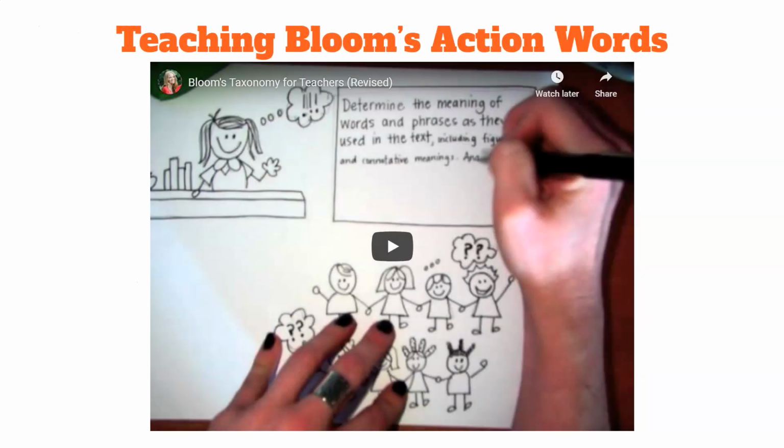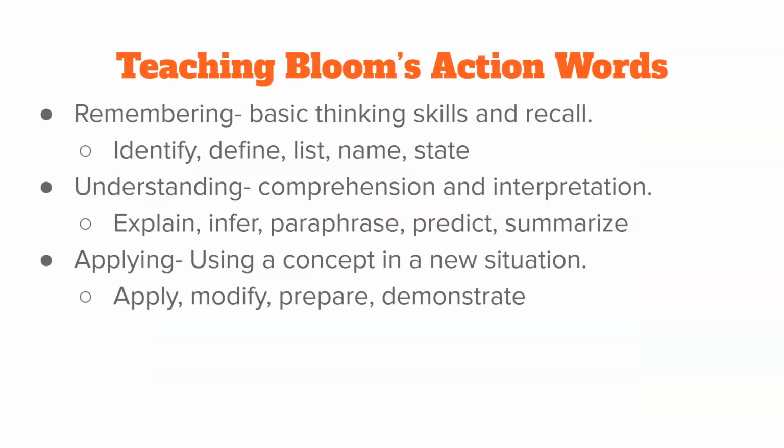Okay, so this is a video about teaching Bloom's taxonomy action words. It's a really good video. Make sure you pause the presentation and watch that video. And I'm going to go through these quickly because, yeah, we've been here a long time. So there's 6 steps, and they increase in rigor as they progress. So they go from lower, less complex thinking skills to higher order thinking skills.